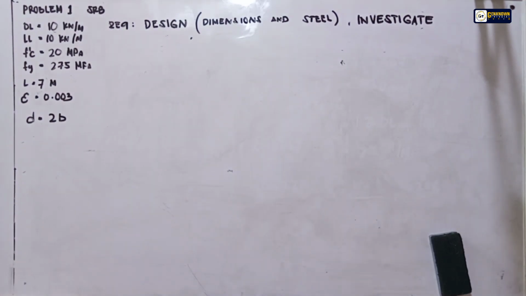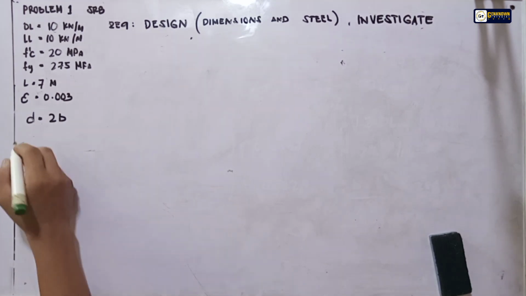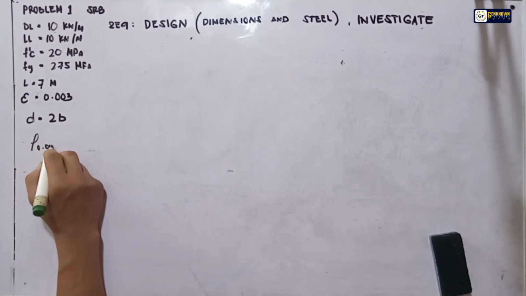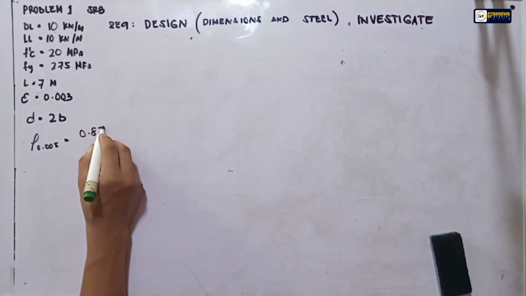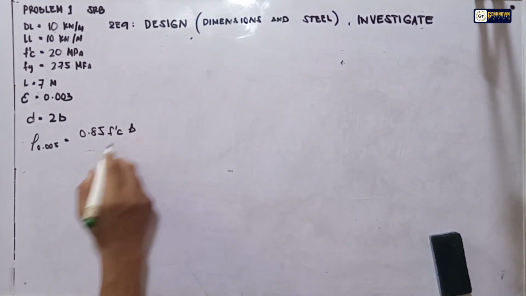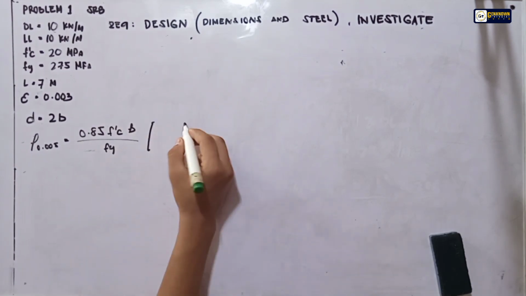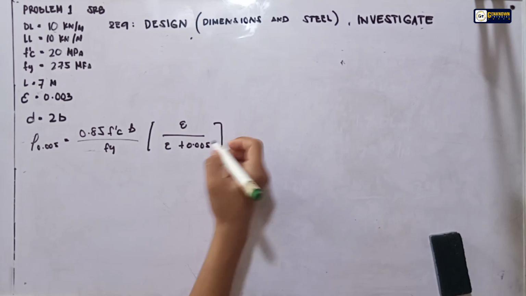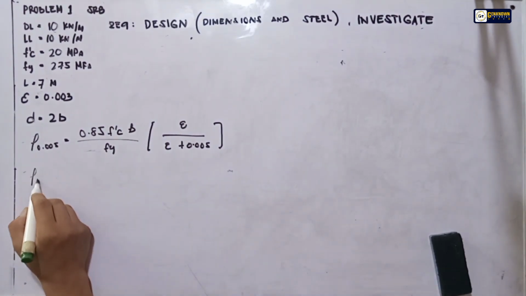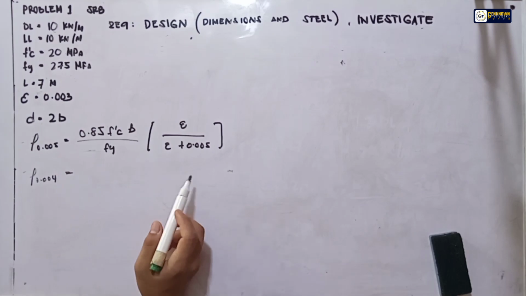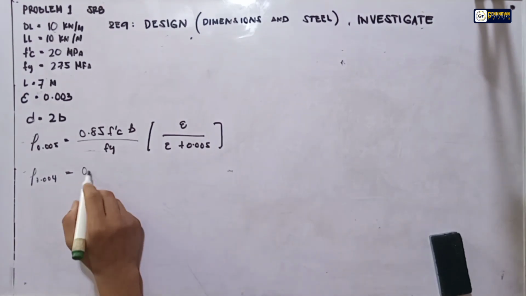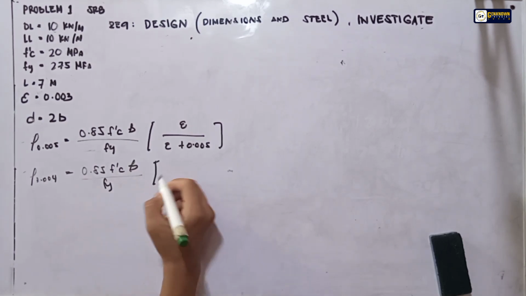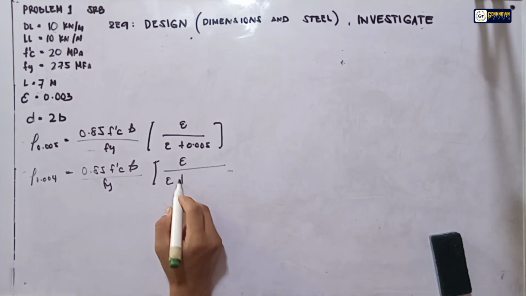So ang unang gagawin natin dito is to determine the maximum steel ratio. So it may vary kung ano yung pinakamalaking lalabas dito. Rho at 0.005 is equal to 0.85 F prime of C beta over Fy multiplied by the strain over strain plus 0.005. Okay, and the second one we have 0.004. Same formula but magkaiba lang ito: 0.85 F prime of C beta over Fy multiplied by strain over strain plus 0.004.